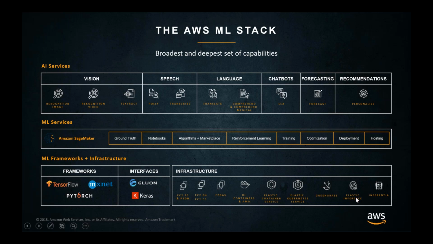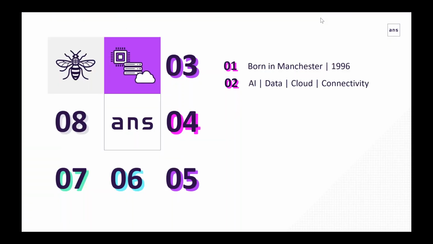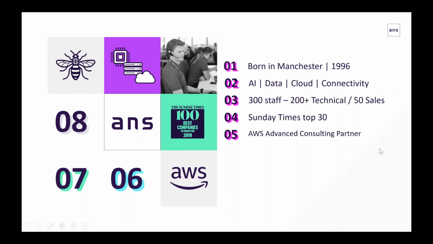To give you a bit of an overview of the company, we were born in Manchester, and we have a huge focus around AI, data, cloud, and connectivity. We have lots of different specialisms across the business, ranging from technical and solution architecture to engineering, interactive designers, lots of different skill sets. We have over 300 staff, most of which are actually technical consultants and work in delivery. We're also a Sunday Times Top 30, which we're really proud of.